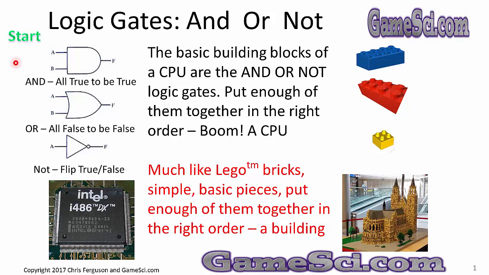An AND is all true to be true. An OR logic gate is all false to be false. And a NOT flips true to false or false to true. Take enough of these, put them in the right order, and you've got a CPU.